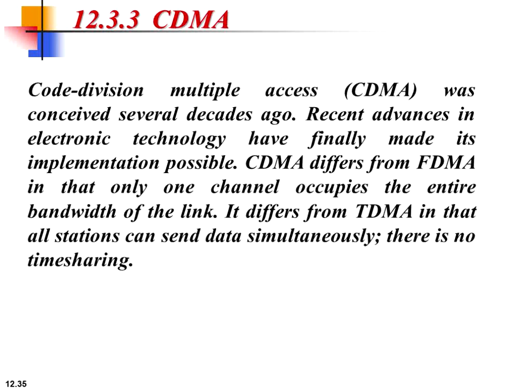And then finally we have CDMA, that is code division multiple access, and it was conceived several decades ago. CDMA differs from FDMA in that only one channel occupies the entire bandwidth of the link. And it differs from TDMA in the sense that all stations can send data simultaneously and there is no time sharing. So this was all about media access control.